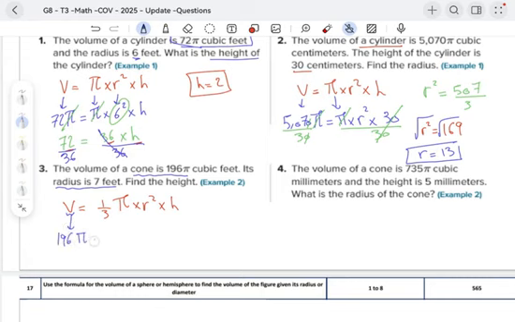196 pi equals 1/3 pi. The radius is given, 7. So we're going to have 7 squared times the h. Okay, you can take out pi from this side, take out pi from the other side. 7 squared is 49 times 1/3 equals 196.